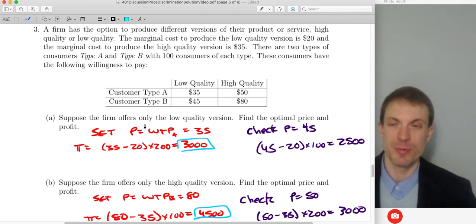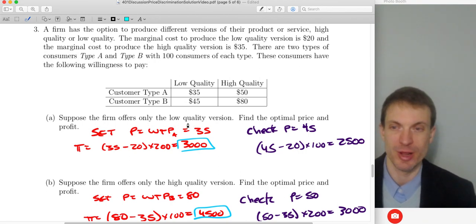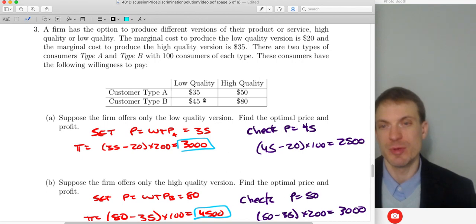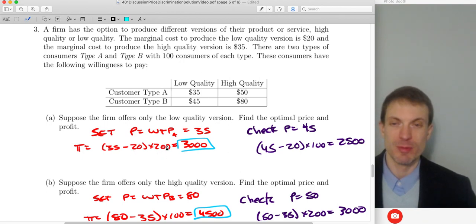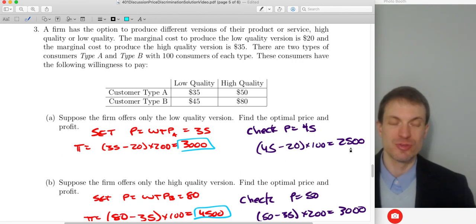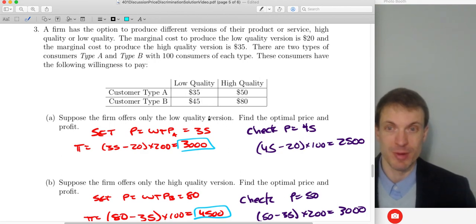All right, so suppose the firm decides to sell only the low quality. What's going to be the price? Well, if we're only going to sell the low quality, it'd be a price of 35. That's equal to the willingness to pay of the type A group for the low quality. My profits are going to be 35 minus 20 times 200, because I have 200 total people buying, for profits of 3,000. We could check, what if I wanted to only sell to the type B consumers? You could do that. Then my per unit profit would be 25 times only 100, which is 2,500, because now I'm only selling to 100, since 45 is too high for my type A consumers to buy.